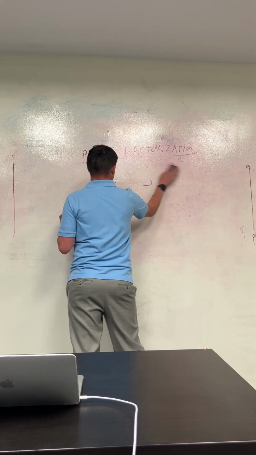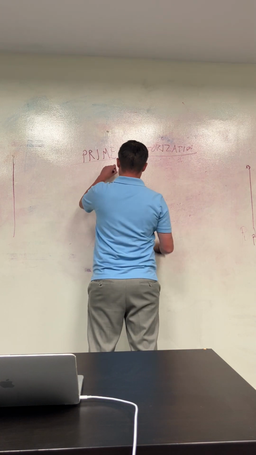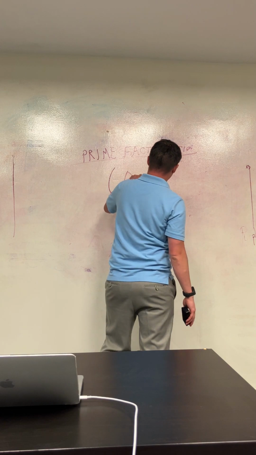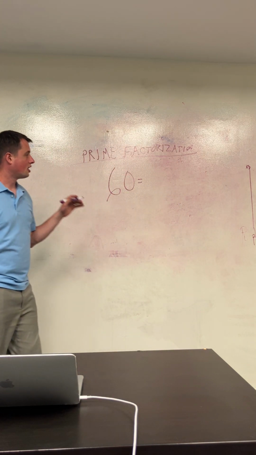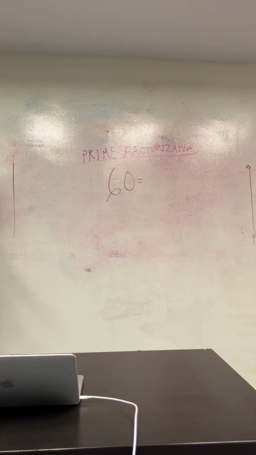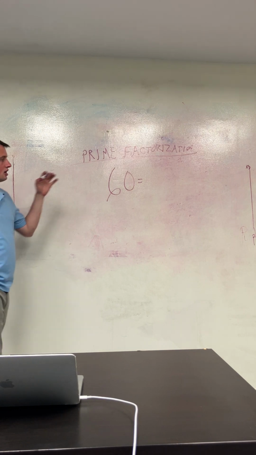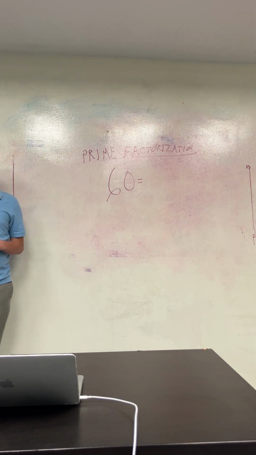Now I'm gonna do a bigger number. Tell me what the prime factorization of 60 is. You can break this apart. You can do it by breaking apart just anything you know that divides into 60. Try that and then try to break it into smaller and smaller pieces until they're all prime numbers.